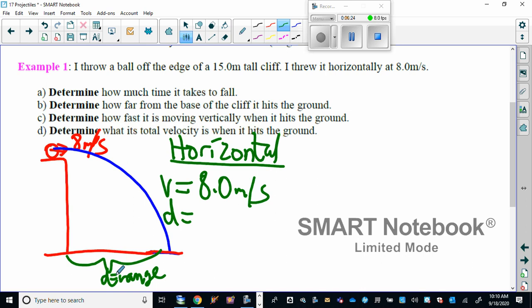Do we have the distance? The other term that we use for the distance horizontally is the range. And we don't have that. Do we have the time? No, we don't have the time either. So that's what we've got going horizontally. What do we have going vertically? Well, vertically, obviously, we have gravity, because it's going to accelerate according to gravity as it goes down.